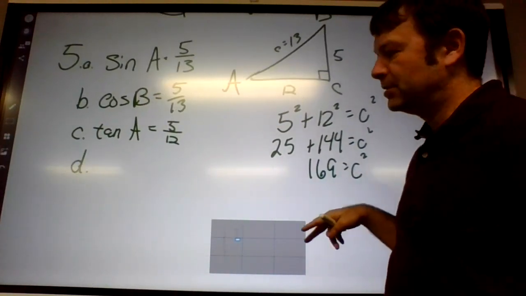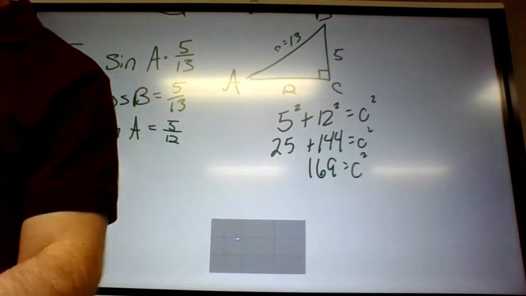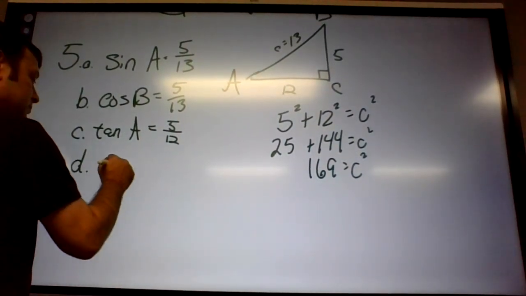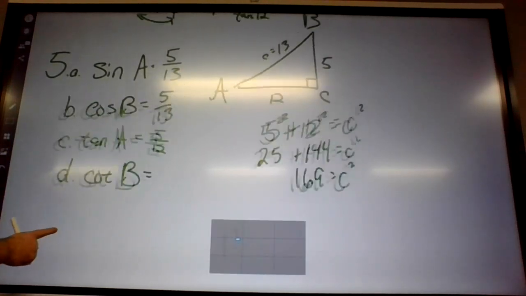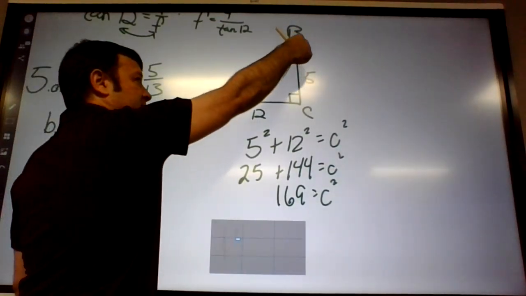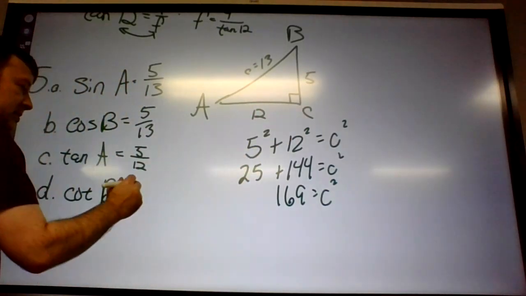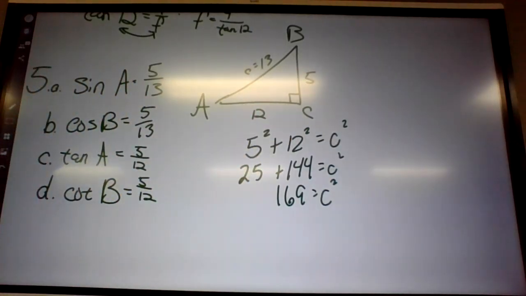All right. So D is cotangent of B. So cotangent is tangent flipped. So instead of opposite over adjacent, it's adjacent over opposite. And we're also using angle B on this one. So adjacent over opposite. So I think they're trying to show us that when you do tangent, cotangent of the different angles, they come out the same.